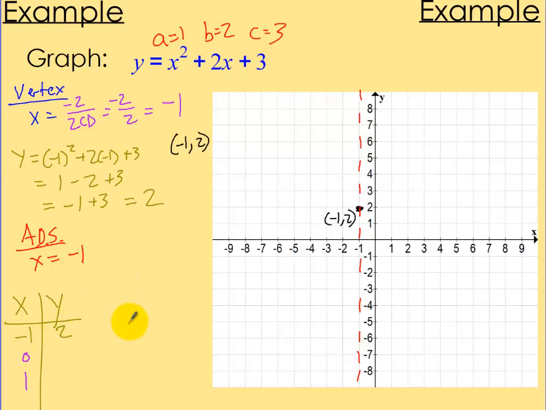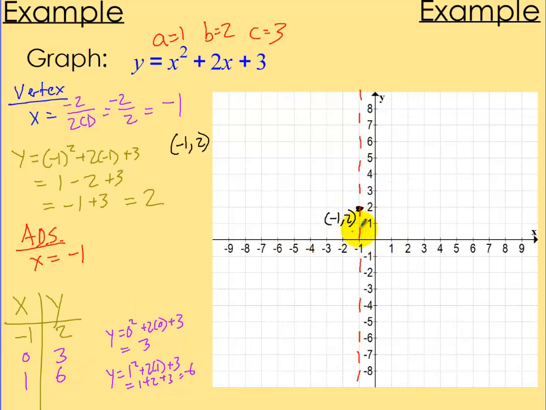So if I plug in 0 for x, I get y equals 0 squared plus 2 times 0 plus 3, and that's just going to be 3, because these cancel out. So y is 3. Now for x equals 1, you get y equals 1 squared plus 2 times 1 plus 3, which is going to be 1 plus 2 plus 3, which is 6. So my y value would be 6.